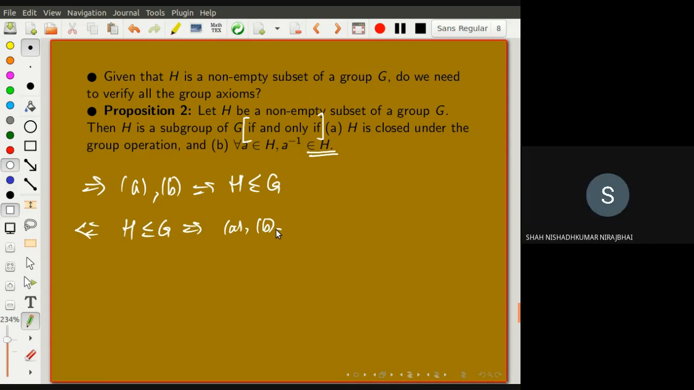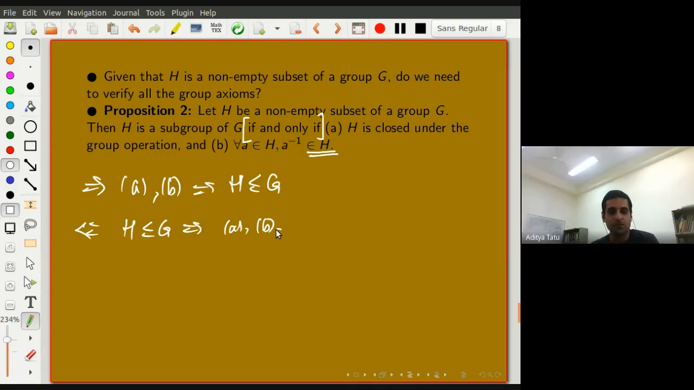Yes, sir. Right, and the second statement I hope is obvious. If I give you a subset H of G, which is a subgroup, then by definition, H with that binary operation has to be a group. It has to satisfy all the four axioms, and A and B are just two of them. So that is the proof of proposition two. Any doubts here? Take that as a no.